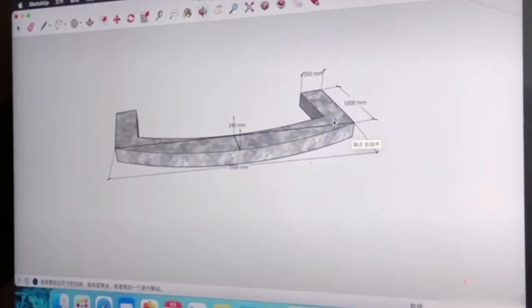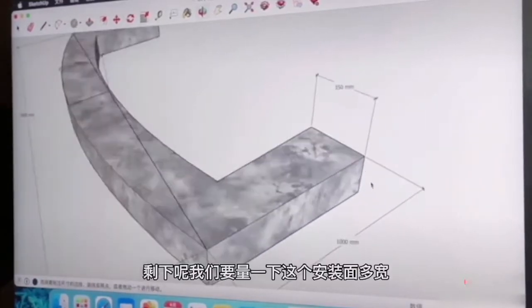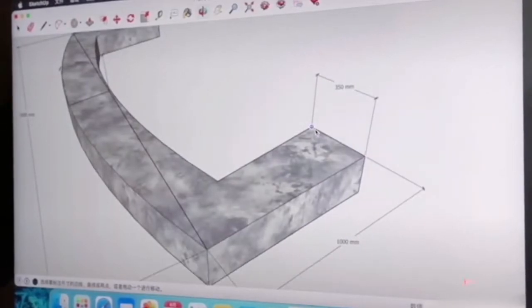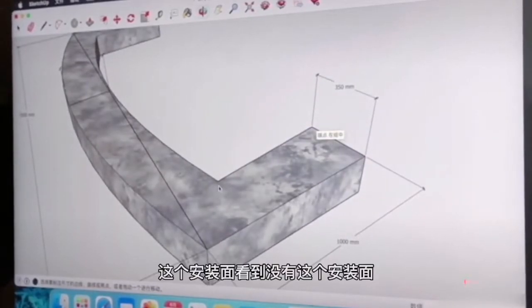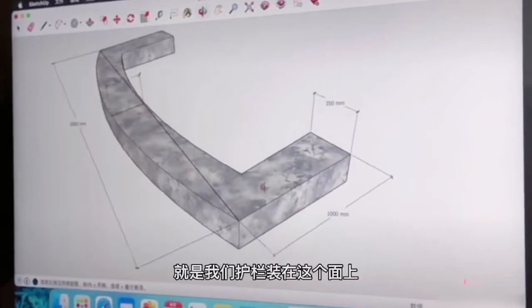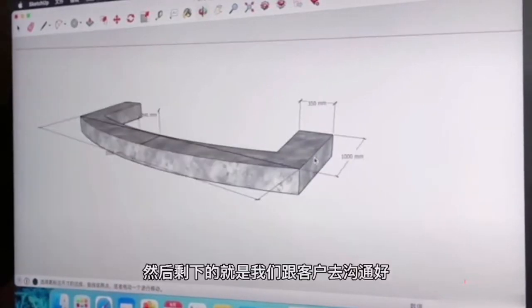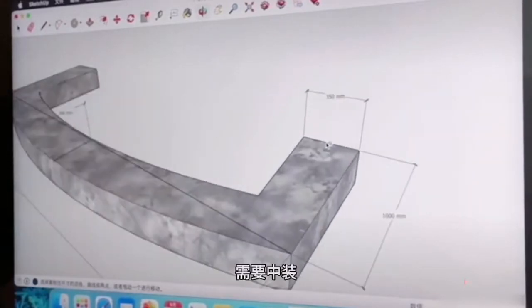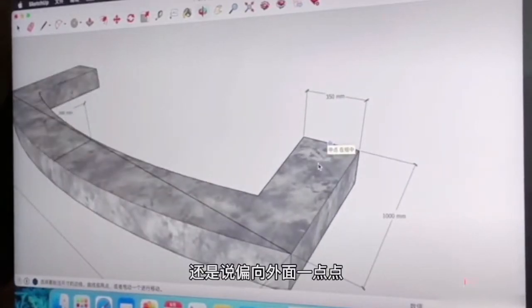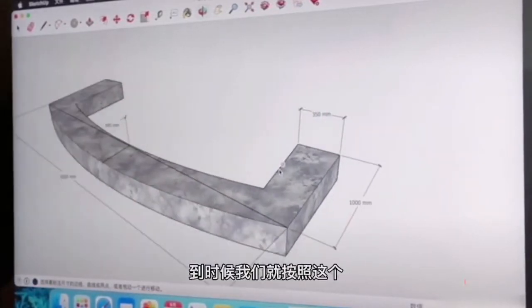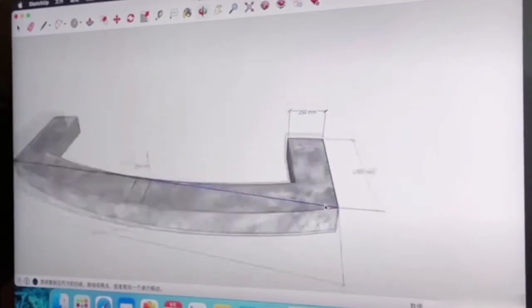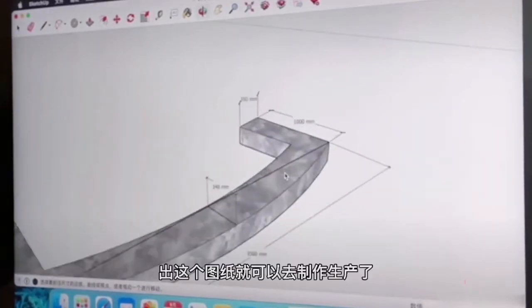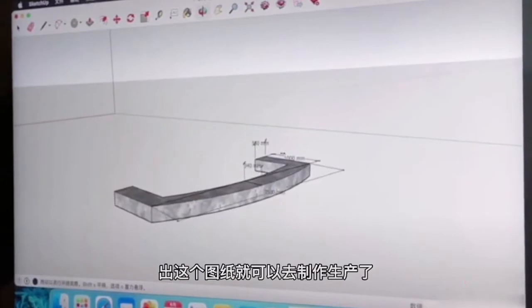After the three sides are measured, we also need to determine how wide the installation surface of the guardrail is. Here we need to communicate with the customer whether the railing is installed in the middle or a little bit outside. Our railing manufacturer will produce the product according to the actual situation.